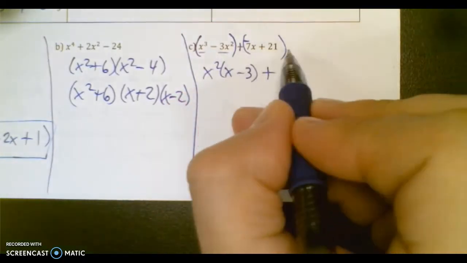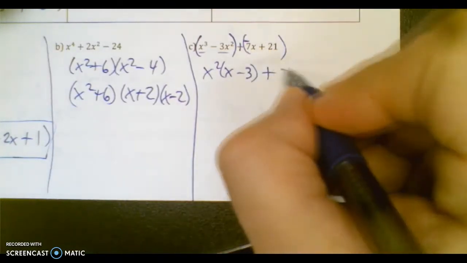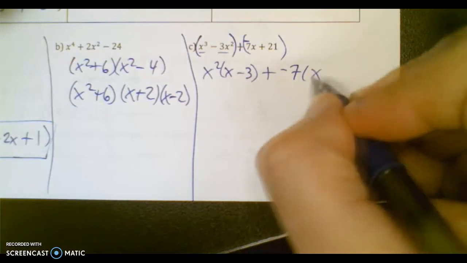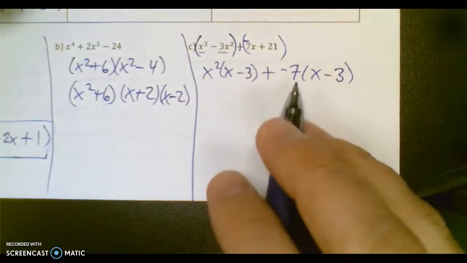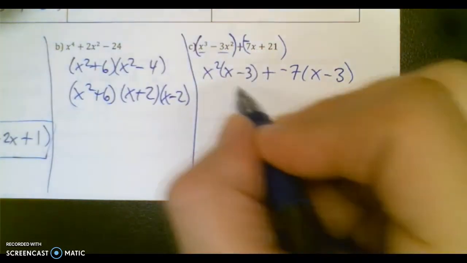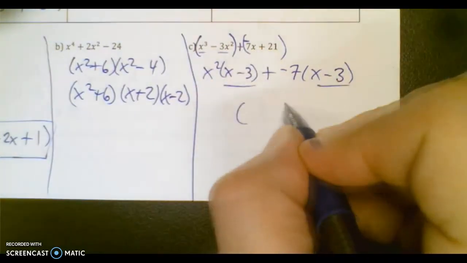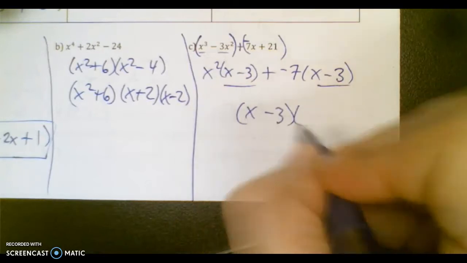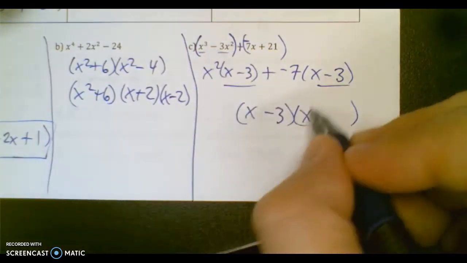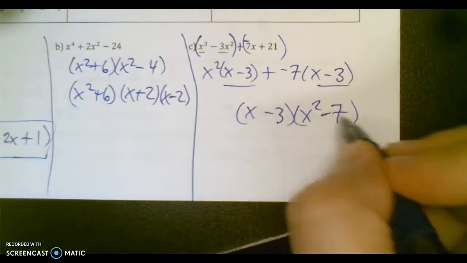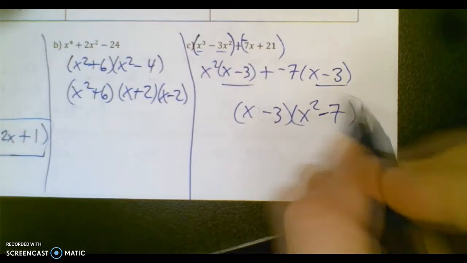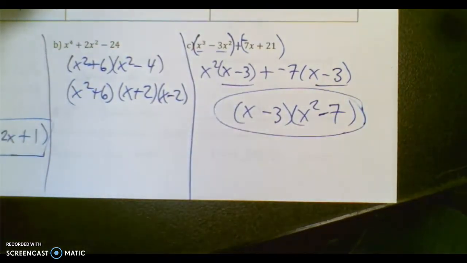Now, what's common to these 2? A negative 7. If I take out a negative 7, what's left is x minus 3. If you took out a positive 7, you would not get what you wanted. And then, since they both have one of these, that's one of your end terms. And what goes in the other bracket is the leftovers, x squared minus 7. Now, I would factor that further if it wasn't a 7 there. If it was a 9 or 16, I'd keep going.